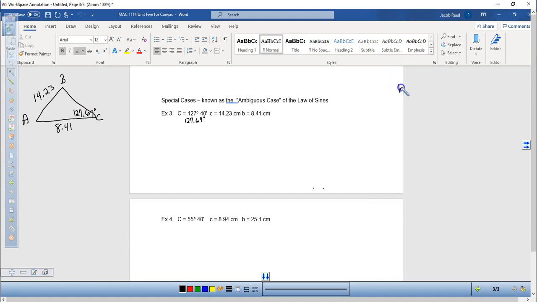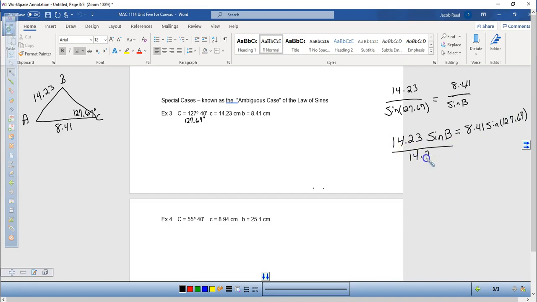So I need B, which I don't have. Actually, let's start with what we do know. We know that C is 14.23 over sine of 127.67. We don't know B. Well, we do know B, sorry. We know it's 8.41. We don't know what angle B is. That's sine of big B. Now this time I actually am going to go through the whole cross multiply, so 14.23 sine of big B is equal to 8.41 sine of 127.67.